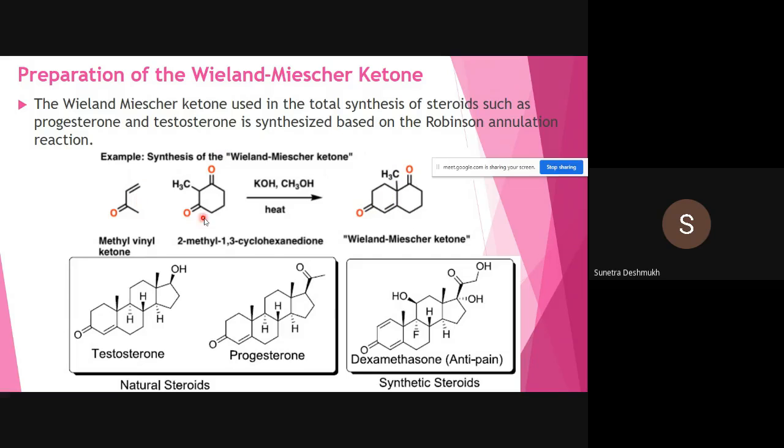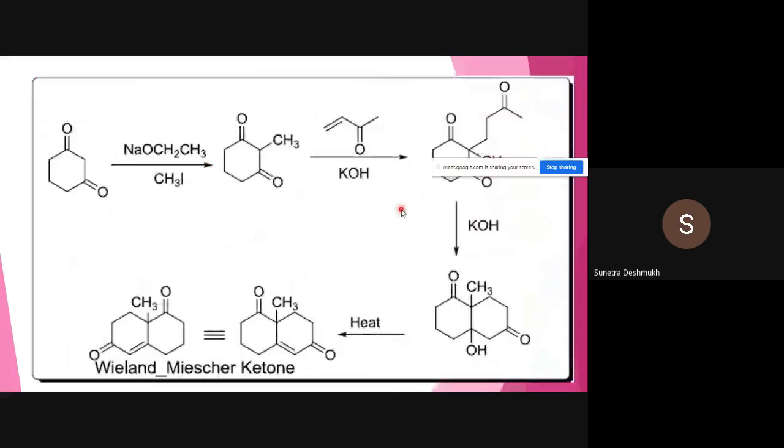Okay, for the synthesis we can start from methyl vinyl ketone and 2-methyl-1,3-cyclohexanedione. In the presence of potassium hydroxide, methanol and heat, we can get the Wieland-Miescher ketone. This is the application of the Robinson's annulation reaction. One more mechanism of the Wieland-Miescher ketone, how to synthesize this one.